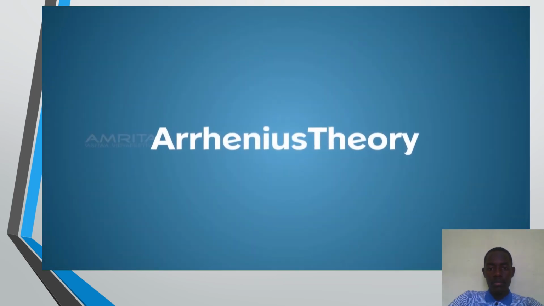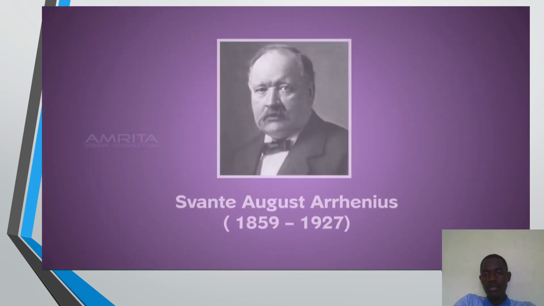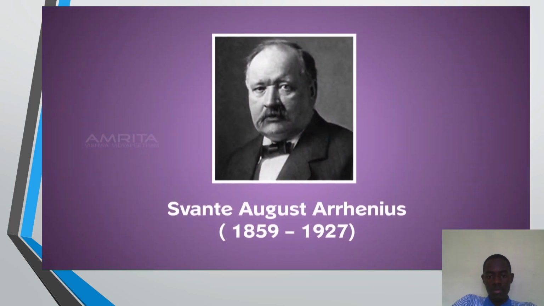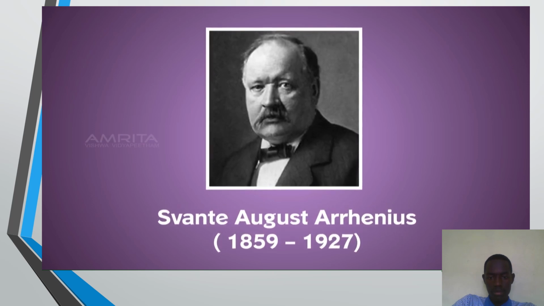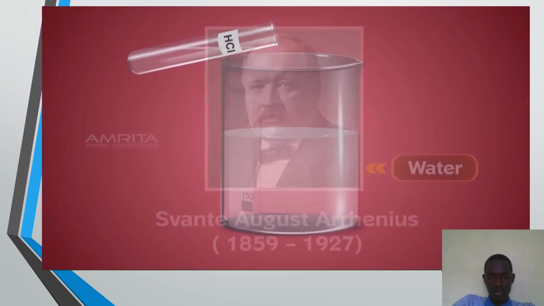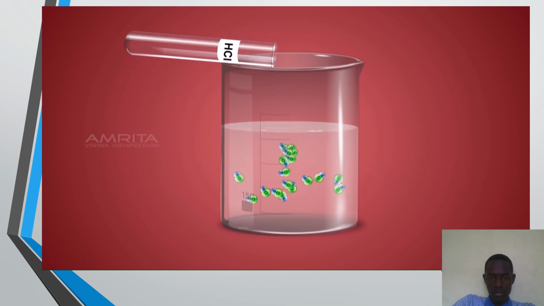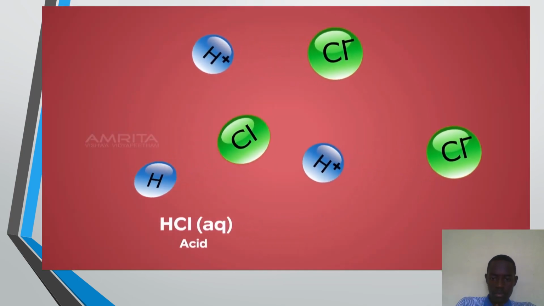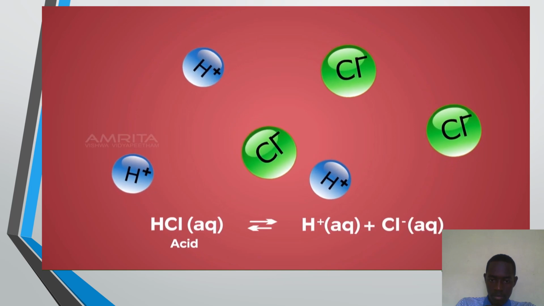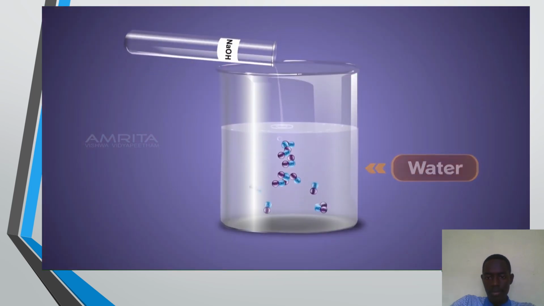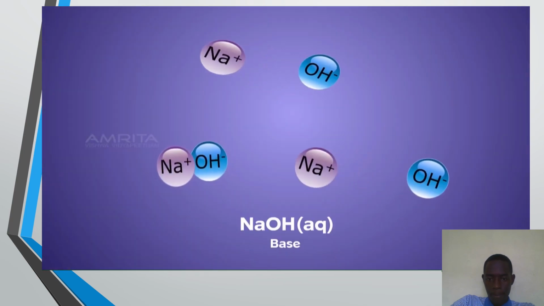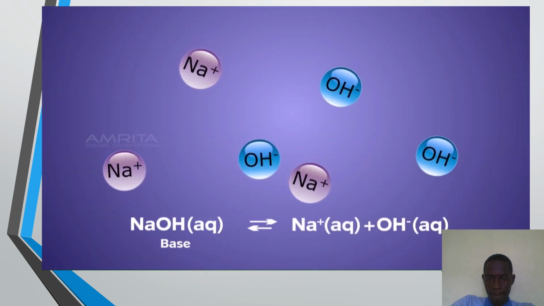Arrhenius theory. In the year 1884, Swedish scientist Svante August Arrhenius introduced a theory on acids and bases. He defined acids as those substances which release hydrogen ions or H+ ions when dissolved in water, and bases as those substances which give hydroxide ions or OH- when dissolved in water.